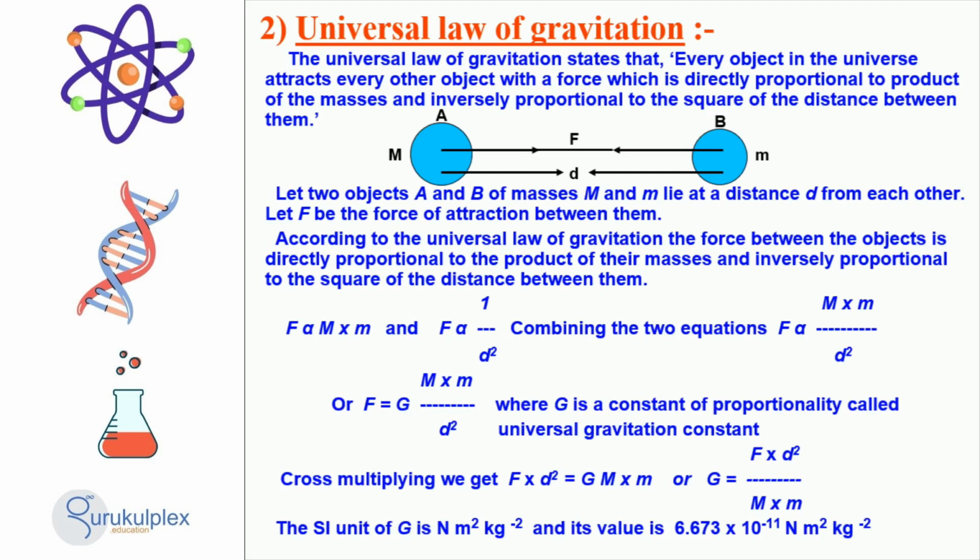By cross-multiplying this equation, we can determine the constant of proportionality, which is known as the universal gravitation constant and has a value of 6.673 x 10^-11 N m²/kg². Through understanding this law, we can gain insight into the forces that shape the universe and how they interact with each other.